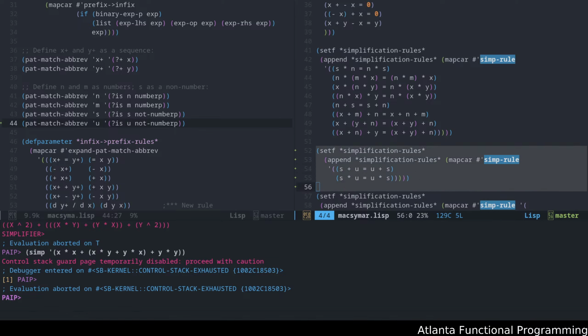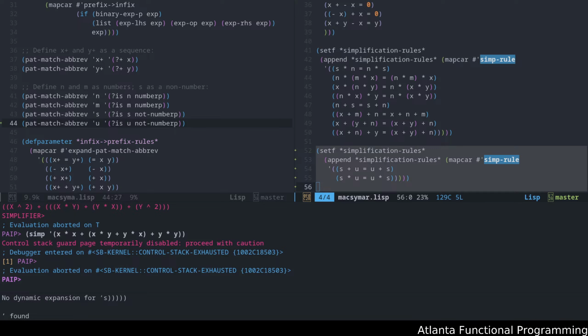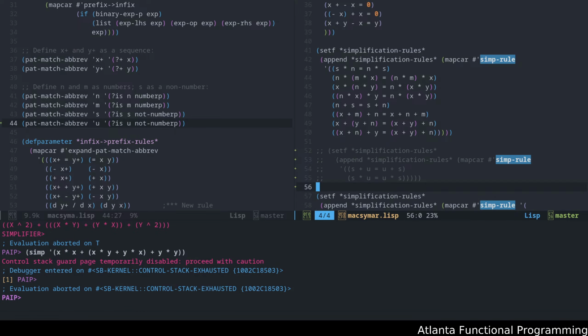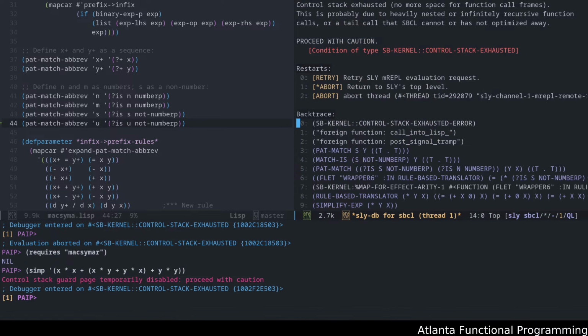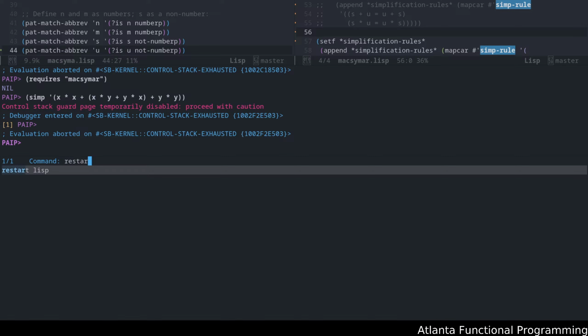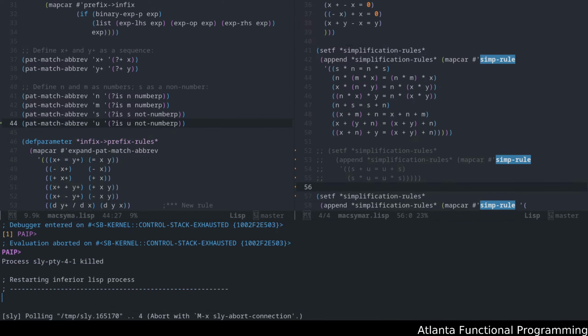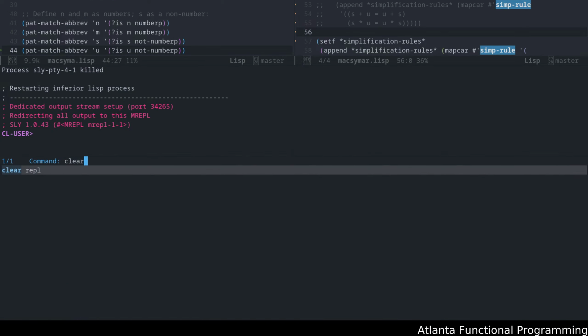So it looks like it may not work everywhere the way we expect it to. Let's see if me doing this, Macsyma R, will reset that. No, it didn't. Okay, hold on. Got to restart my Lisp because I kind of blew it away. Let's start this again.